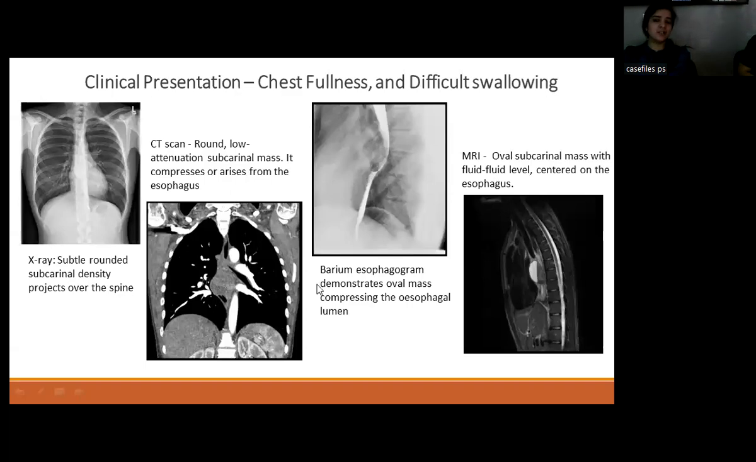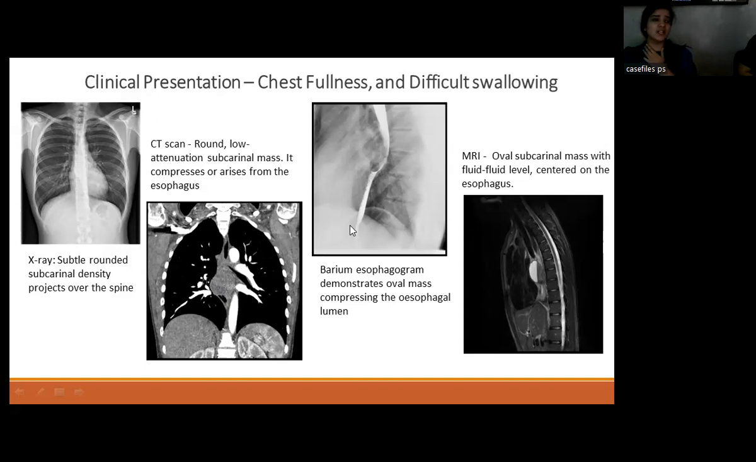These are images of the same patient, a single patient who presented with chest fullness and difficulty swallowing. On X-ray, we can see a subtle rounded opacity, which projects over the spine. However, the rest of the X-ray findings are normal. For the same patient, a CT scan was done, which showed a rounded attenuation at the subcarinal mass, and it compresses or arises from the esophagus.